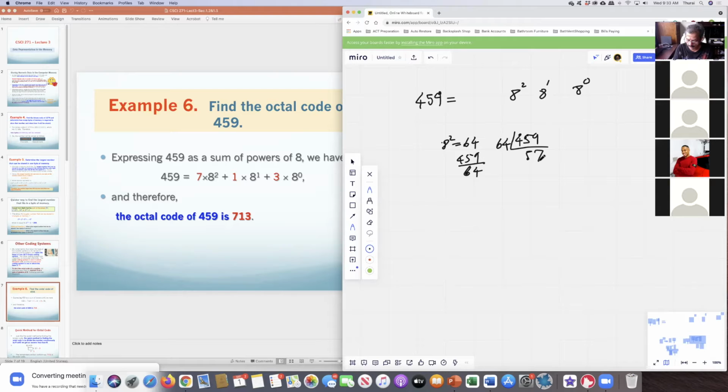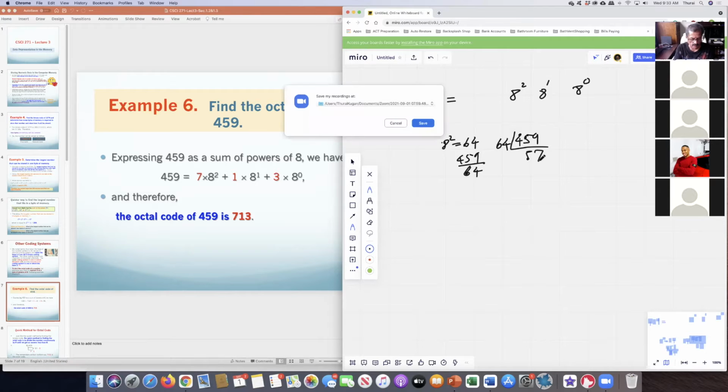My 57 is wrong. 459 divided by 64 is 7 point something. Sorry about that. So 7 is what I take as the answer, and multiply 7 times 64. That's 448, and subtract that from 459 to find the remainder, 11. So the remainder is 11.